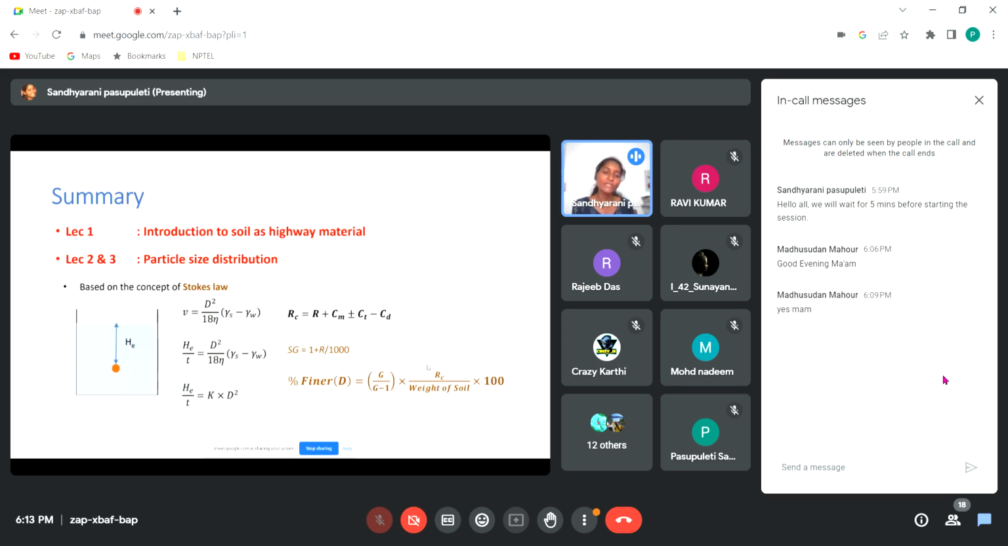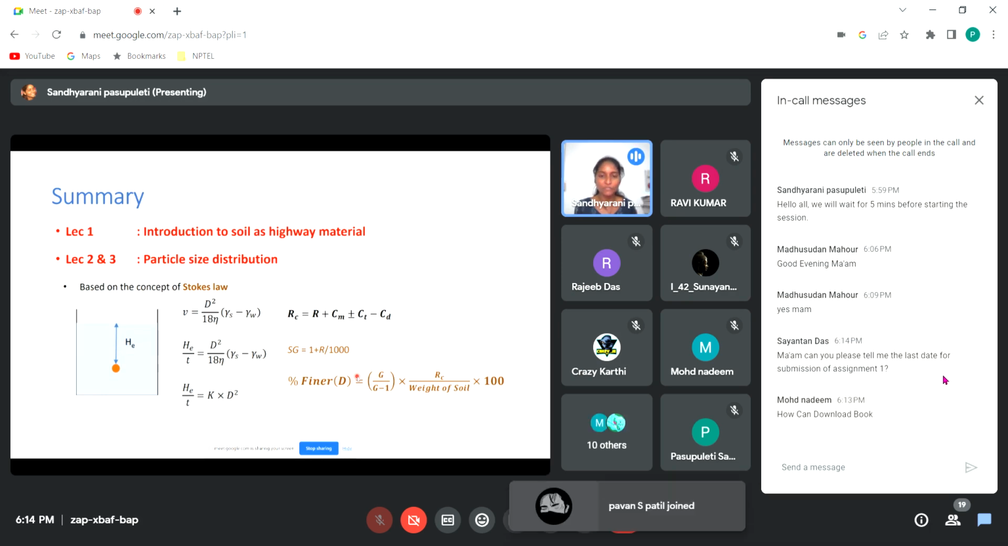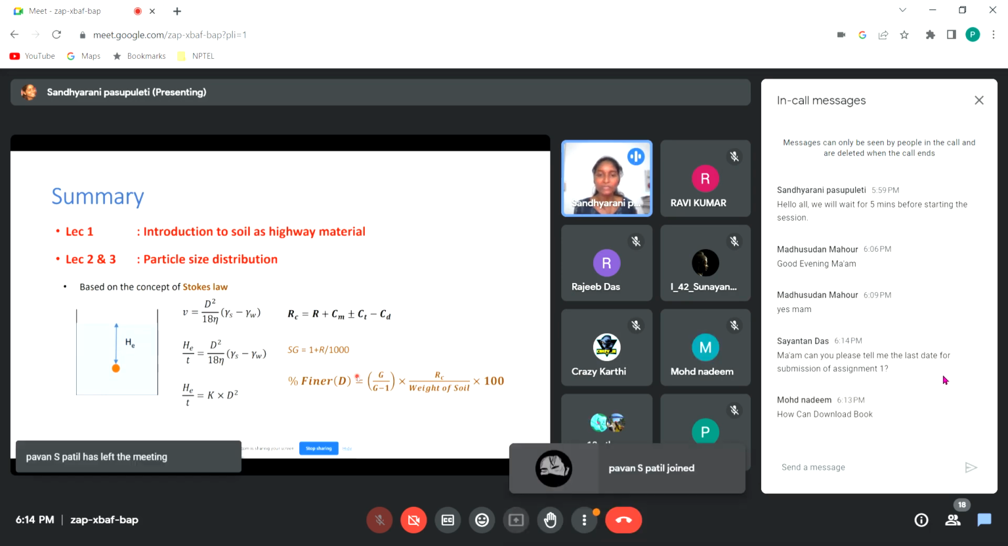Mainly, as far as the numericals are concerned, in addition to Stokes' law, how can we do the corrections to these hydrometer readings? In addition to that, how do we determine the percentage finer in the hydrometer and the sieve analysis? All these related numericals mostly will be coming.